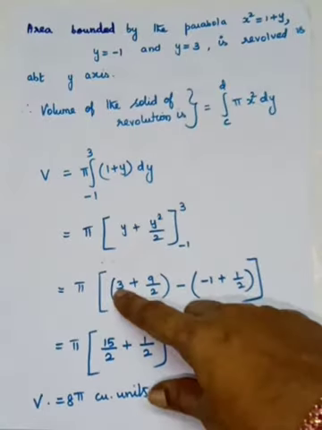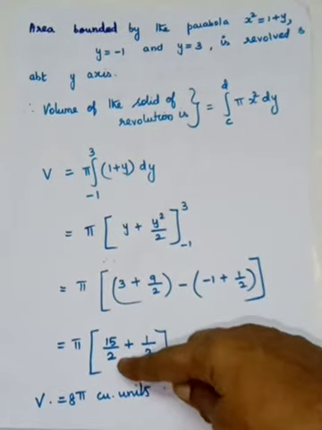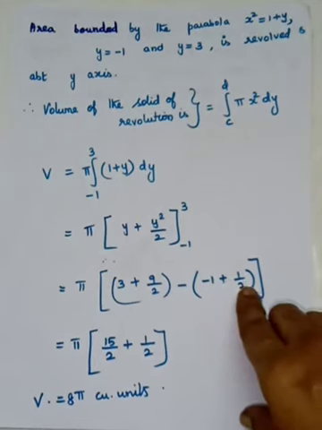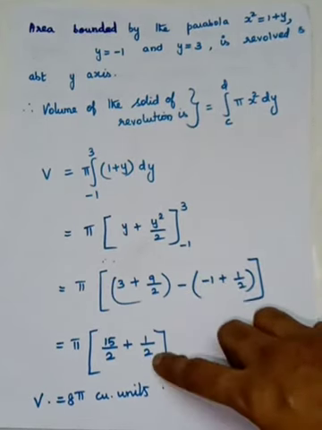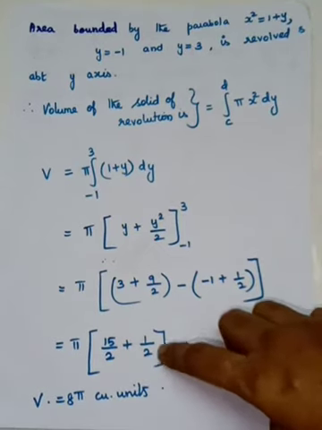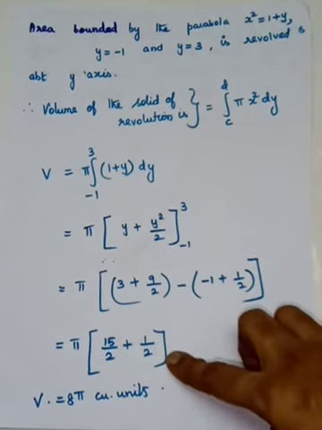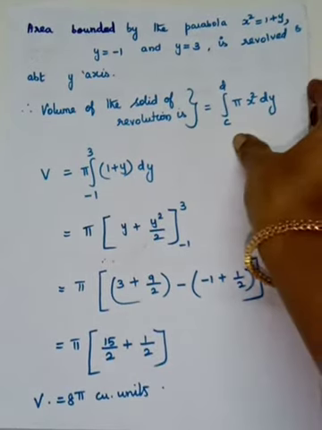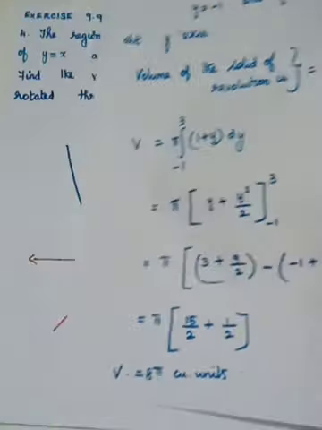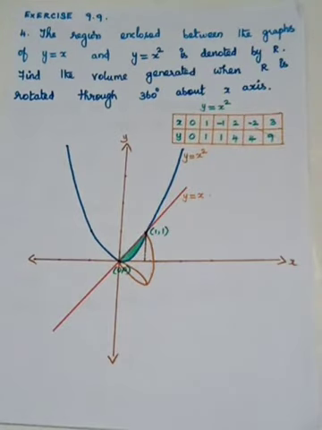If you take the LCM, 6 plus 9 is 15 by 2, plus here half minus 1 is minus half, so minus half into minus is plus half. So 15 by 2 plus 1 by 2 is 16 by 2, and 16 by 2 is 8, so it is 8 by cubic units. So the next one, we are moving to the fourth problem.